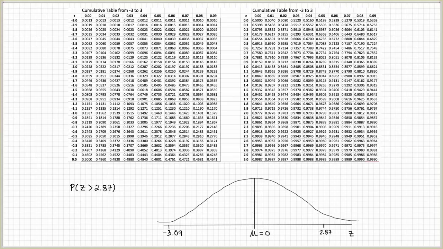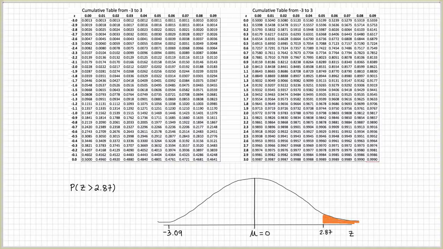And the next thing I want to know is, how am I going to shade this? Am I going to shade to the left of 2.87 or to the right of 2.87? Well, it says z is greater than 2.87. Z is bigger than 2.87. So bigger means to the right usually. So we're going to shade to the right of 2.87. So I'm going to shade, and there it is in orange.